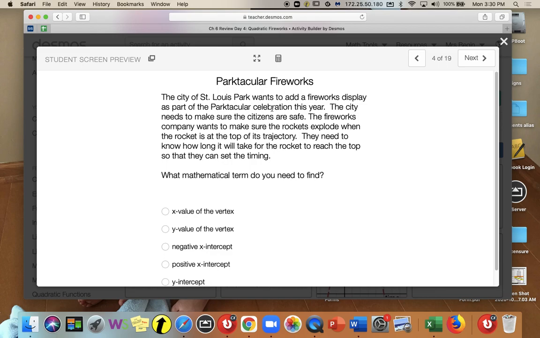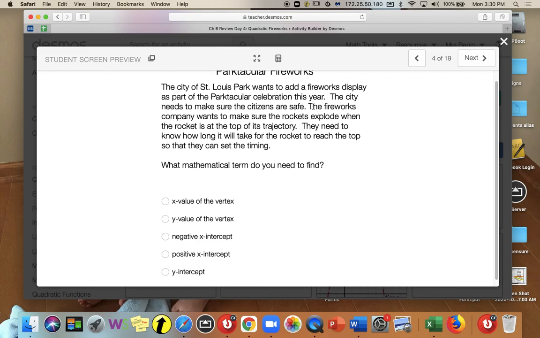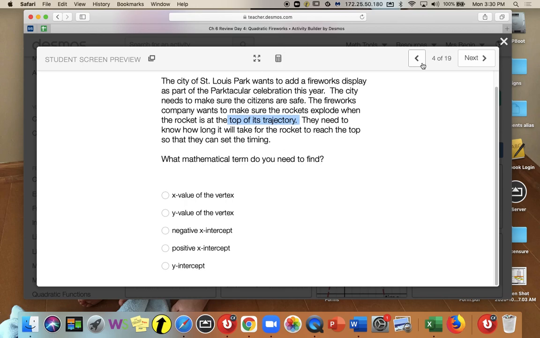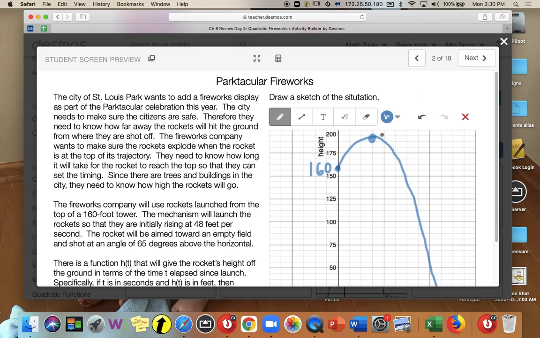The City of St. Louis Park wants to add a fireworks display. Okay. The city needs to make sure the citizens are safe. The fireworks company wants to make sure that rockets explode when they're at the top of its trajectory. They need to know how long it will take for it to reach the top. Okay, so if we're talking about the top of its trajectory, if we take a look at it, that's this point right here.